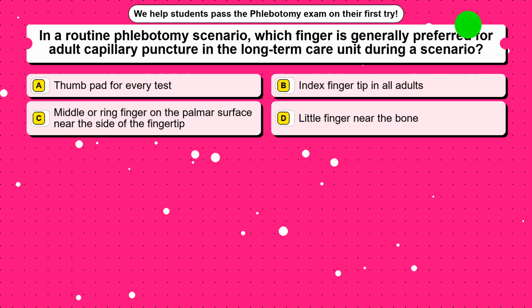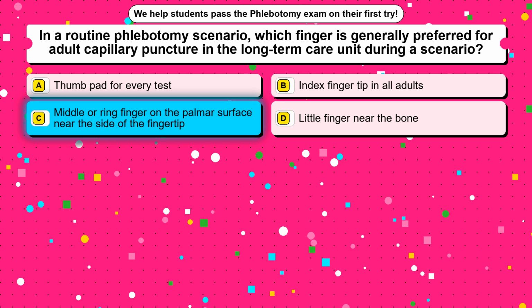Question 50. In a routine phlebotomy scenario, which finger is generally preferred for adult capillary puncture in the long-term care unit during a scenario? Option A, thumb pad for every test. Option B, index fingertip in all adults. Option C, middle or ring finger on the palmar surface near the side of the fingertip. Option D, little finger near the bone.